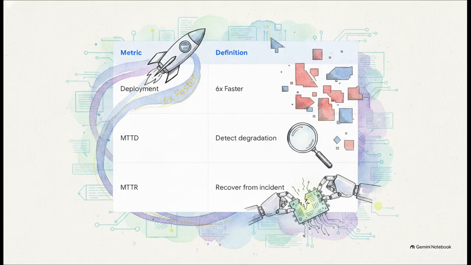And if you're in IT management, these are the exact KPIs you need to be tracking. This is how you justify your MLOps investments and measure your operational health. You want to strive for that 6x faster deployment speed. And you need to relentlessly track your MTDD, that's mean time to detect model degradation, and your MTTR, your mean time to recover from a production incident.